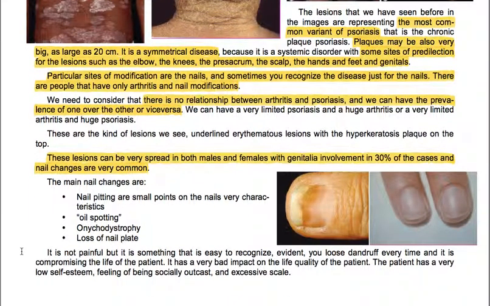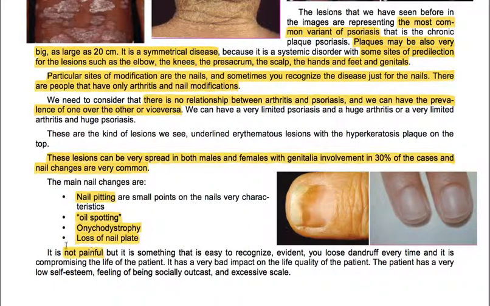These lesions can be very spread in both males and females, with genital involvement in 30% of the cases, and nail changes are very common. The main nail changes are nail pitting, which are small points on the nails, very characteristic. You can have oil spotting, onychodystrophy, and loss of the nail plate. It's not painful, but it's something that's very easy to recognize.